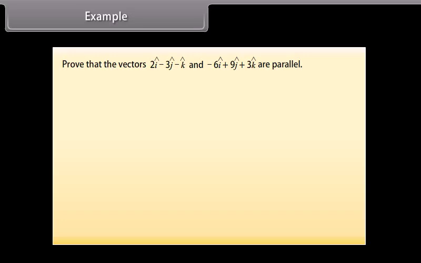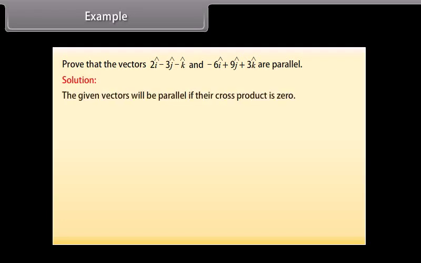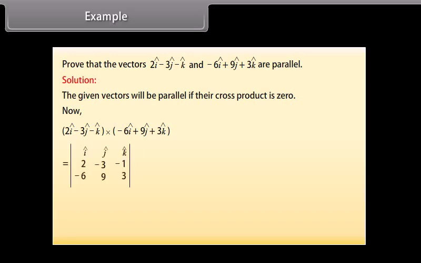Example. Prove that the vectors 2 cap i minus 3 cap j minus cap k and minus 6 cap i plus 9 cap j plus 3 cap k are parallel. Solution. The given vectors will be parallel if the cross product is 0. Now, (2 cap i minus 3 cap j minus cap k) cross (minus 6 cap i plus 9 cap j plus 3 cap k) equals the determinant of row-wise first row cap i, cap j, cap k.